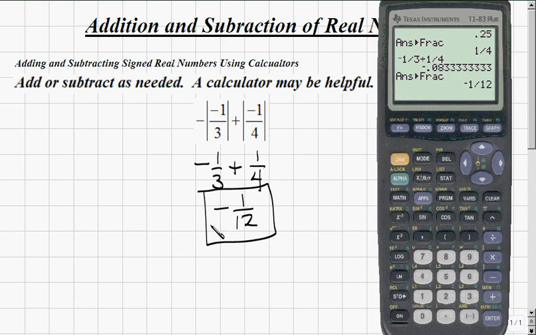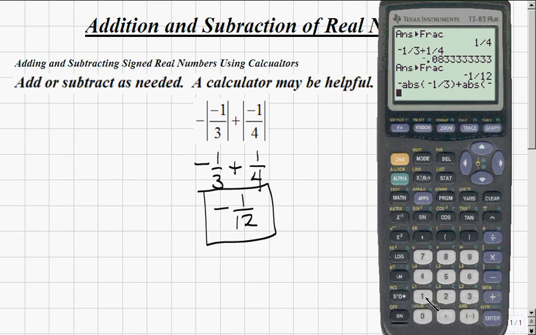We should note that on some calculators, including the TI-83, we can enter in the entire original problem and it will use order of operations to find the final answer. Let's demonstrate this. We'll hit negative and hit Math, choose right arrow key and choose 1 for absolute value of negative 1/3 parenthesis, plus hitting Math and hitting the right arrow key to choose num and going and choosing 1 for absolute value of negative 1/4 parenthesis. We've just entered in our original entire problem.